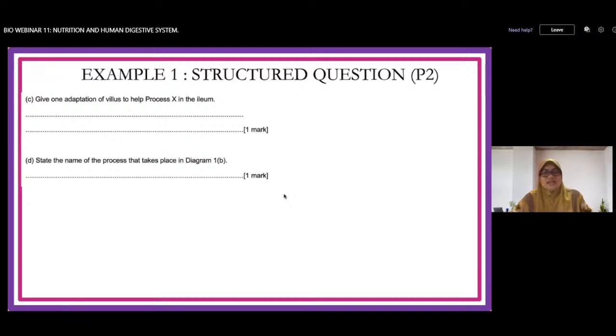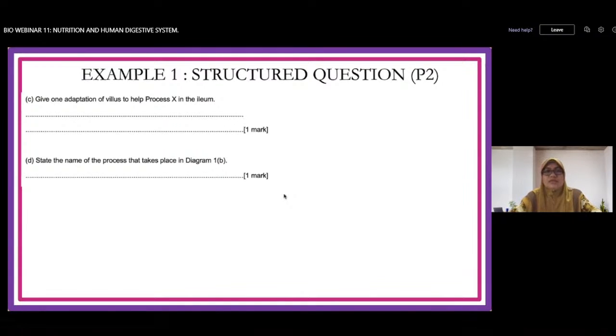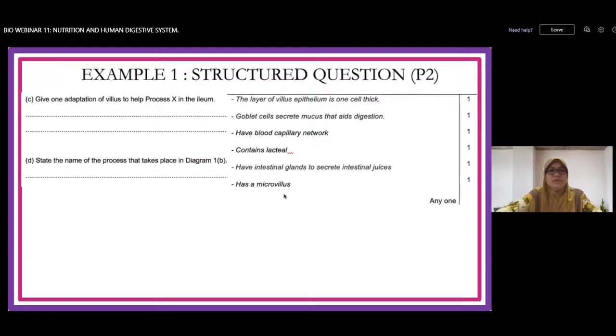Okay, next, another question, a continuation from the previous one. Give one adaptation of the villus to help the process in the ileum. Earlier the teacher already explained. You choose any one. Among them: one cell thick, have a layer of epithelium, secrete mucus, have a lot of blood capillary network, contain lacteal. Choose any one only, that is enough.